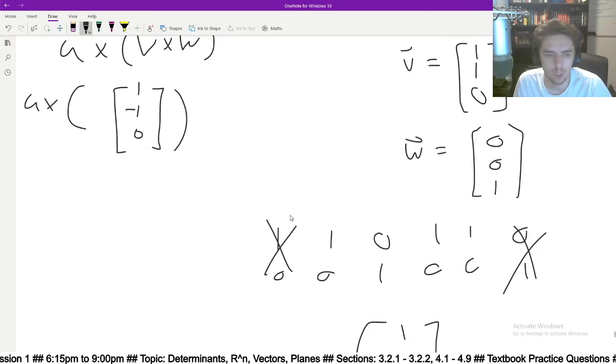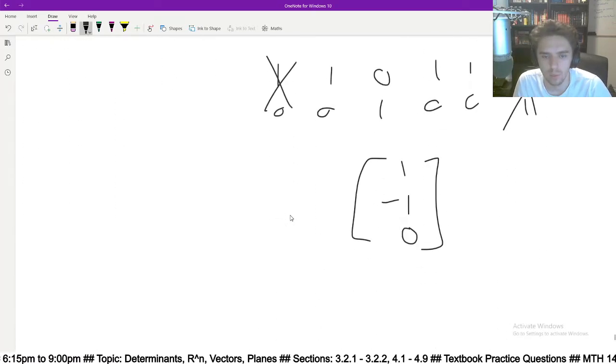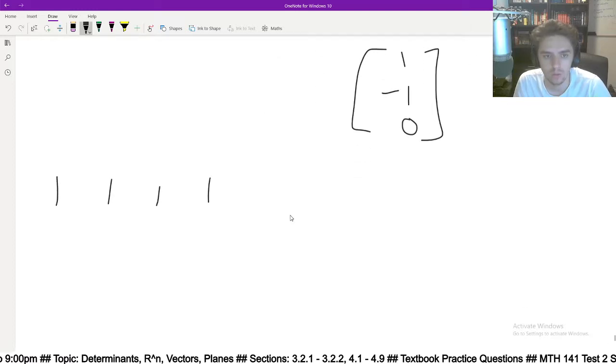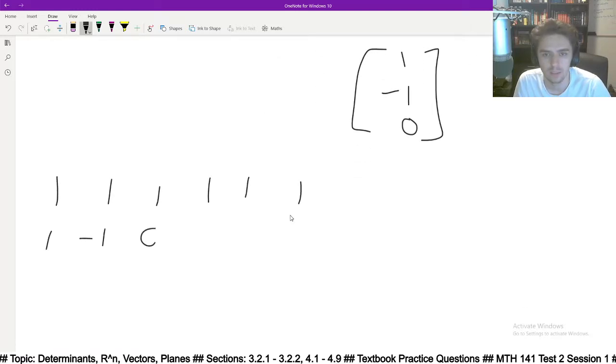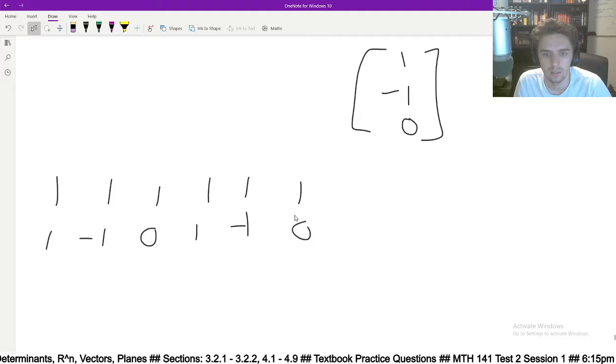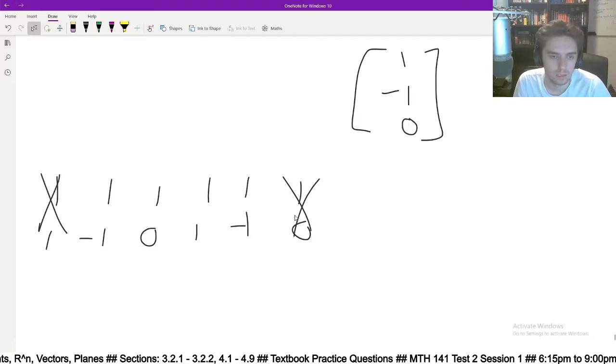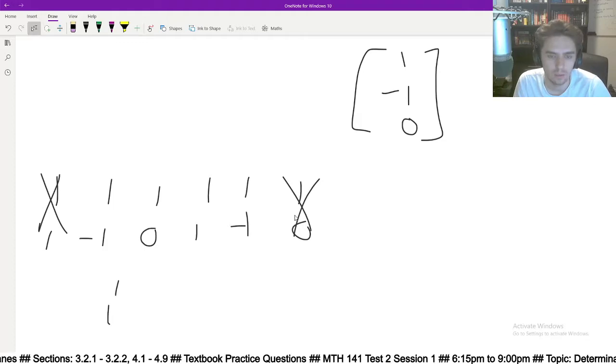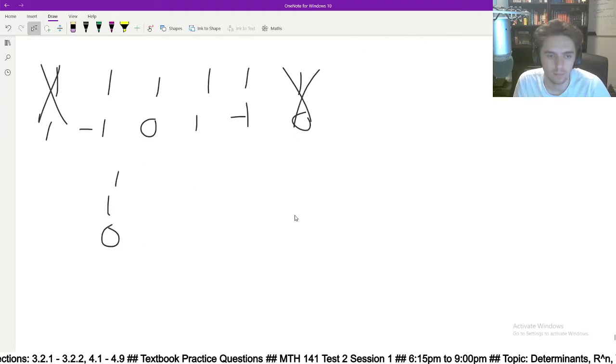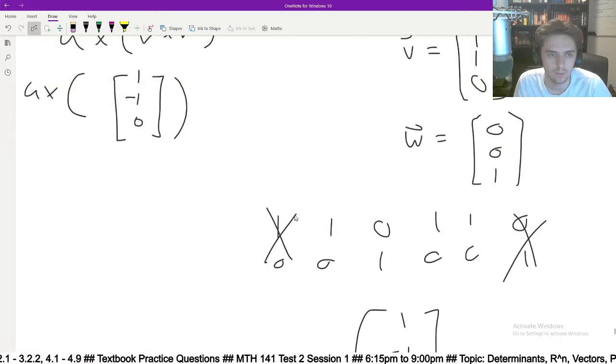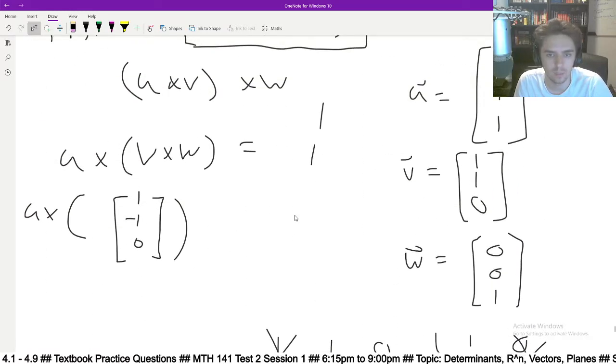And now I'm going to find what u cross that is. So u is (1, 1, 1) crossed with this: 0 plus 1, 1 minus 0, negative 1 minus 1. Okay, so our answer for this first part is (1, 1, negative 2).